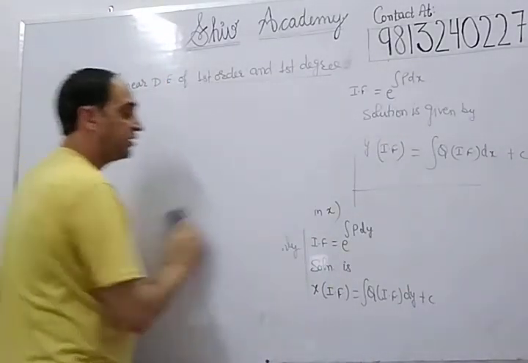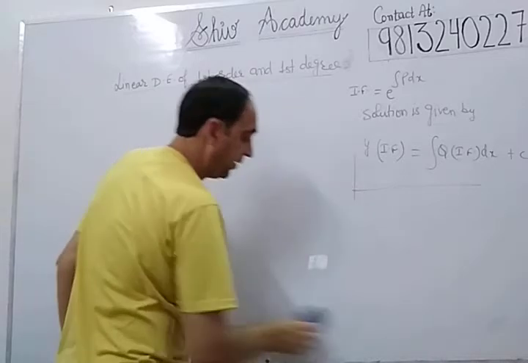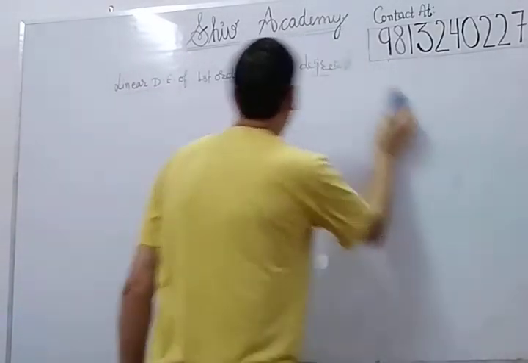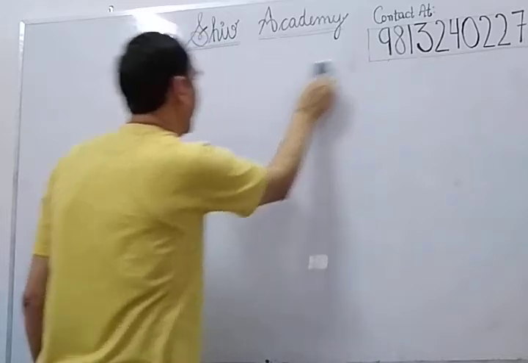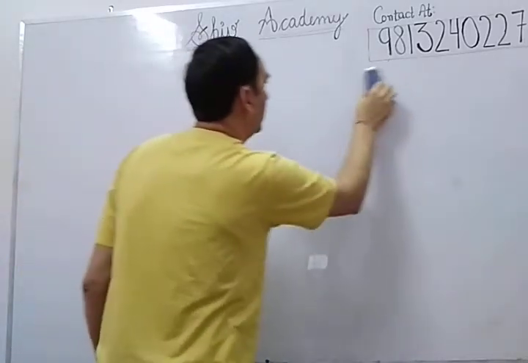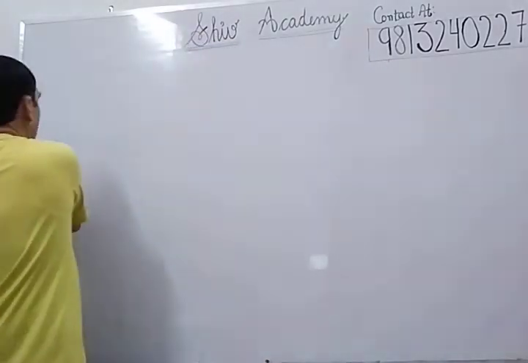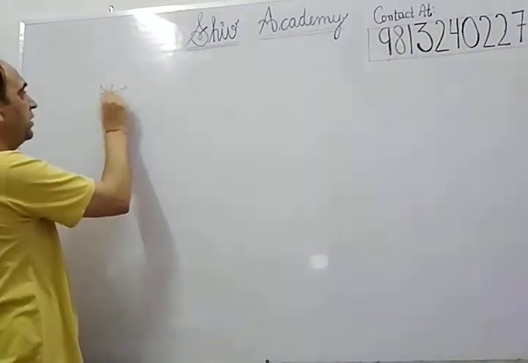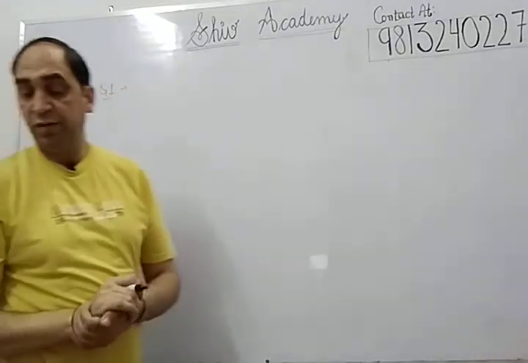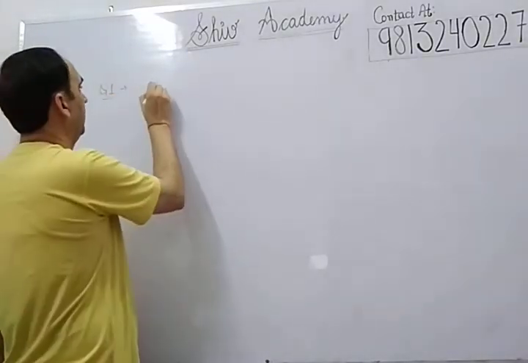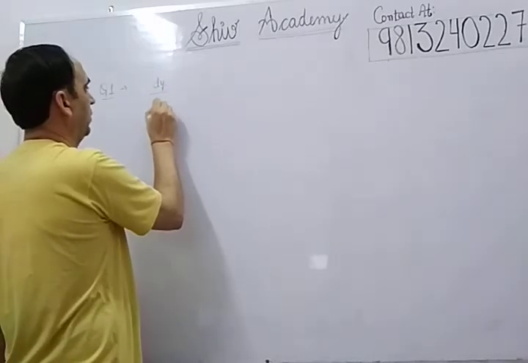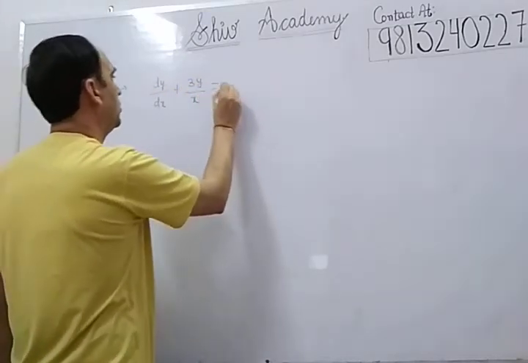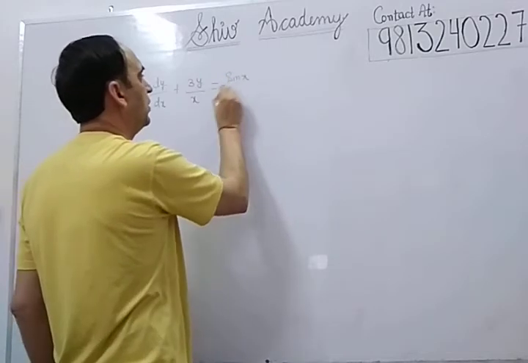So keep in mind that you are having the equation of type dy by dx plus py equal to q, or dx upon dy plus px equal to q, either linear in x or linear in y. So a question based on this: suppose we are given dy by dx plus 3y by x is equal to sin x upon x cube.